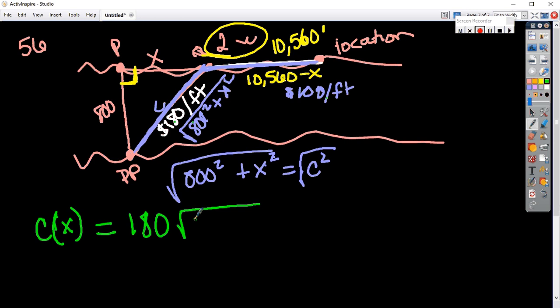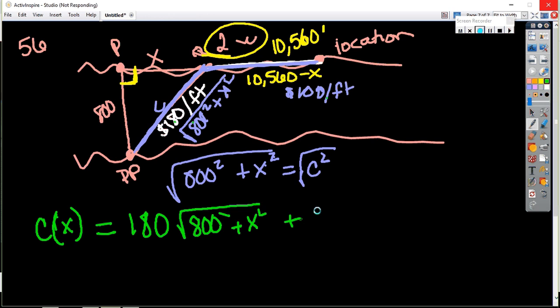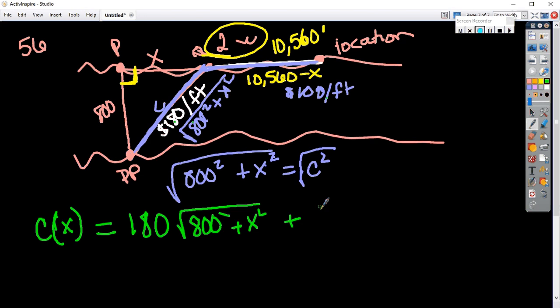All right, part B, generate a table of values to determine if the least expensive location for point Q is less than 2,000 feet or greater than 2,000 feet from point P. I would do that on the calculator, go into your table, type the values in, and see which one's bigger.